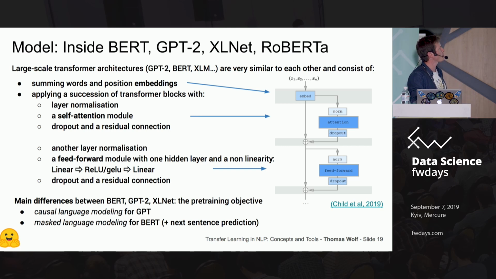And the main difference between all these major big pre-trained models is how they are trained, just the objective at the end. So GPT is trained with causal language modeling, which means that you train to predict the next token given the previous ones. And BERT and RoBERTa are trained using masked language modeling, which means in a sentence you mask a word and the model will try to guess the right word.